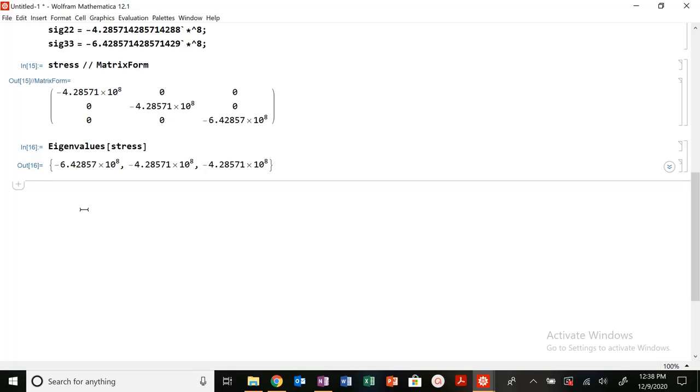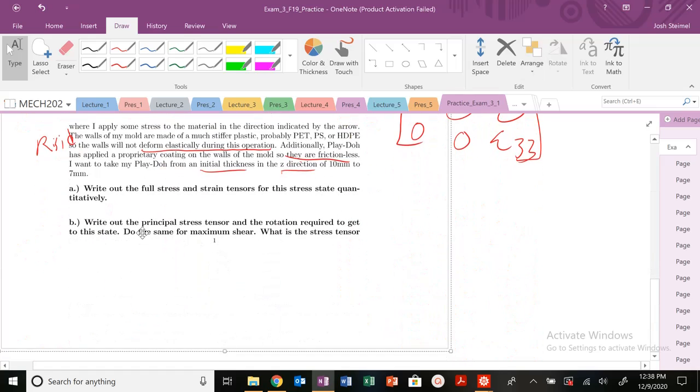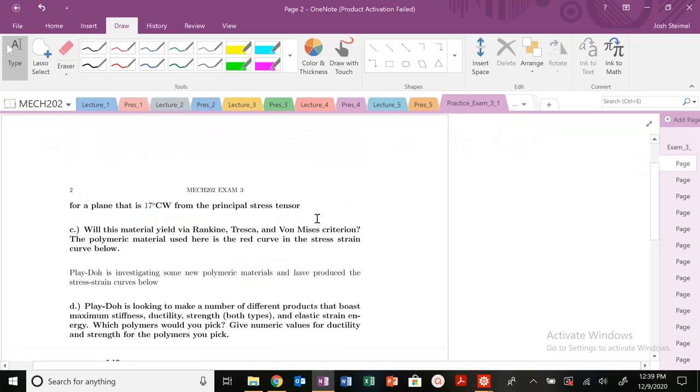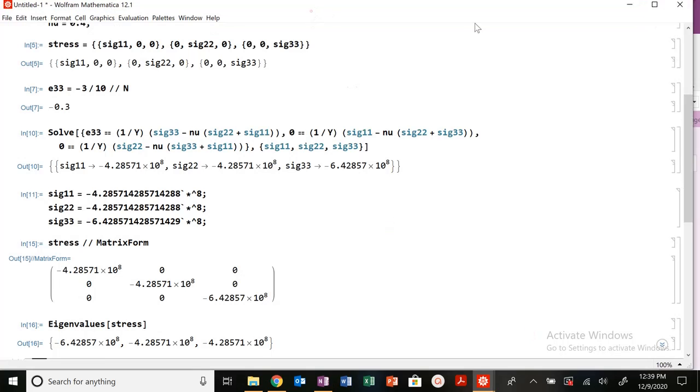Actually, we're already in that principal stress state. So for this problem, we can answer this question quite easily. We are already in the principal stress tensor, so we're done there. What's the rotation required to get this state? 0. For maximum shear, all we have to do is rotate 45 degrees, clockwise or counterclockwise. And then it's also asking us for the stress tensor for a plane that is 17 degrees clockwise from the principal stress tensor. So we're going to break this down plane by plane.